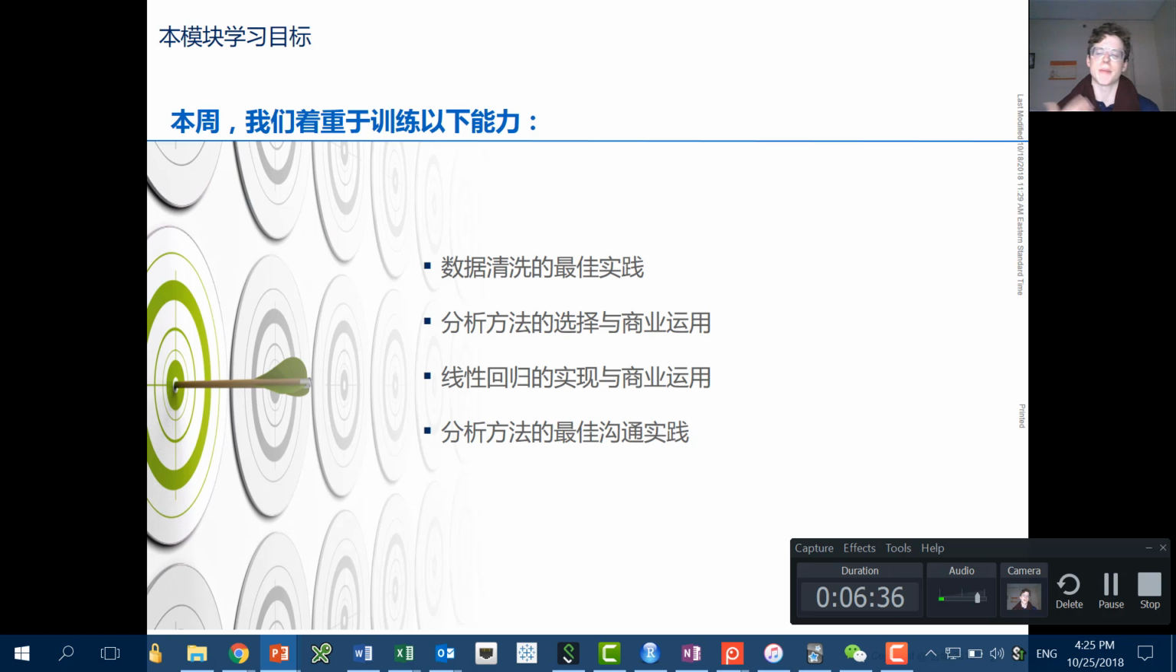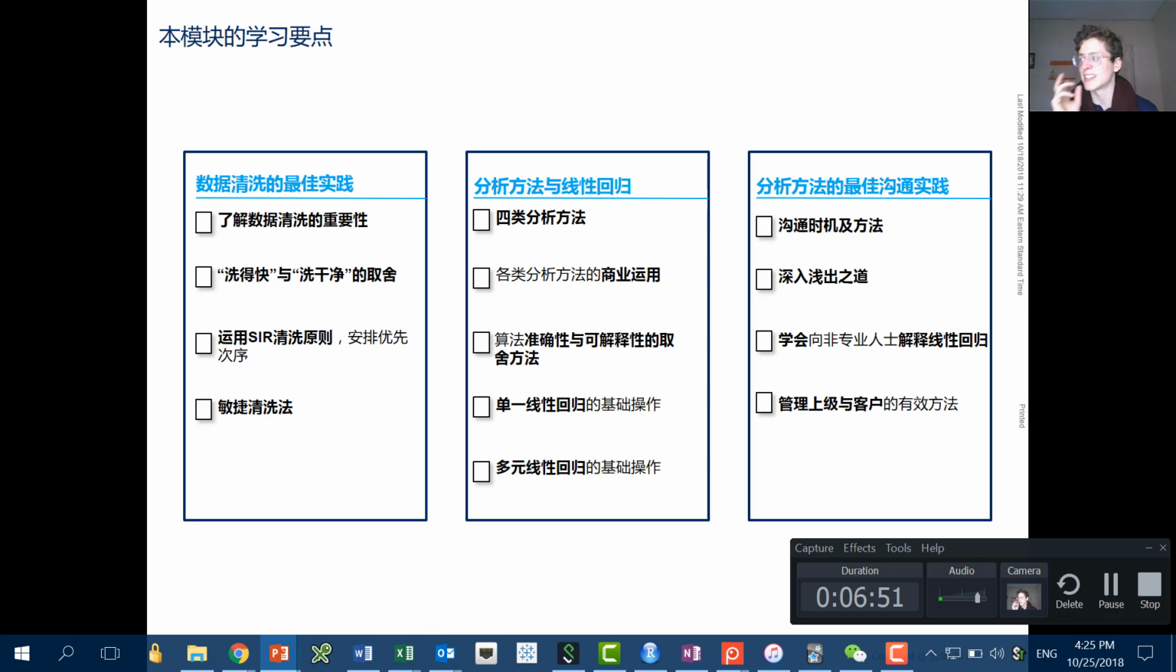Finally, we're going to work on just that. How do you communicate about an analytical technique? How do you get people excited about what it's going to be? So these are our goals, and it's going to be a really wild and fun ride. There are 3 main categories, again: data cleaning, analytical techniques, and technical communication. I'll let you dive into these at the end.